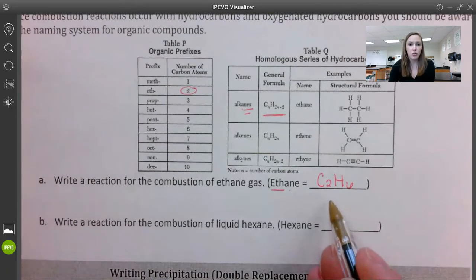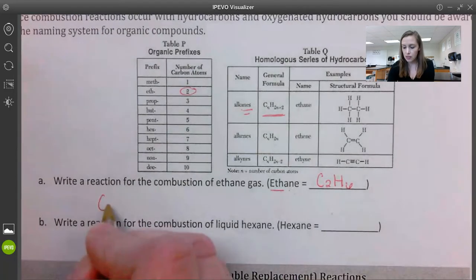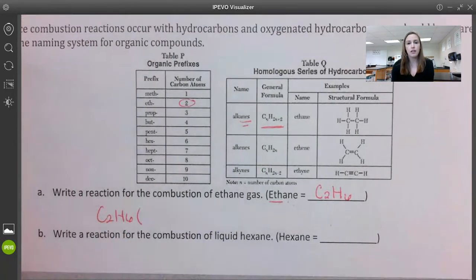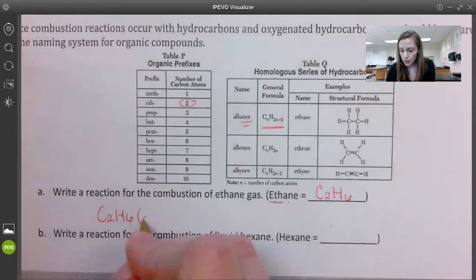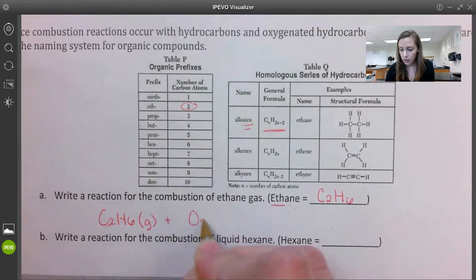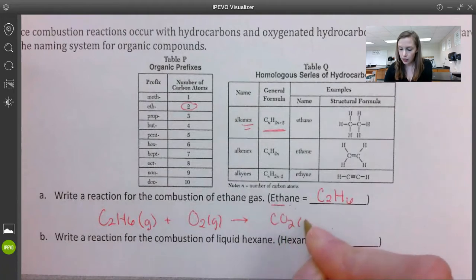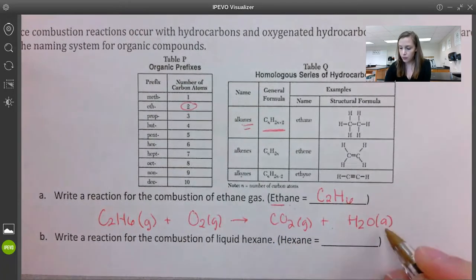So then we're going to actually undergo the combustion reaction here. We're going to have C2H6, and for our hydrocarbons, anything with carbons 1 through 4 are going to usually exist as gases at standard conditions. Anything 5 carbons or higher, in terms of our hydrocarbons, like our alkanes, are going to be liquids. So for ethane, we're going to put this in as a gas. It is always going to react with oxygen gas. It is going to produce CO2 gas, carbon dioxide, and water vapor.